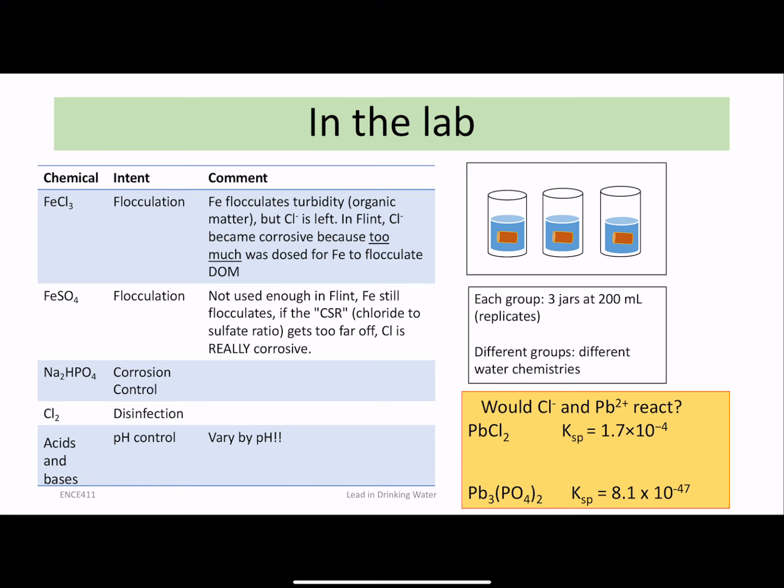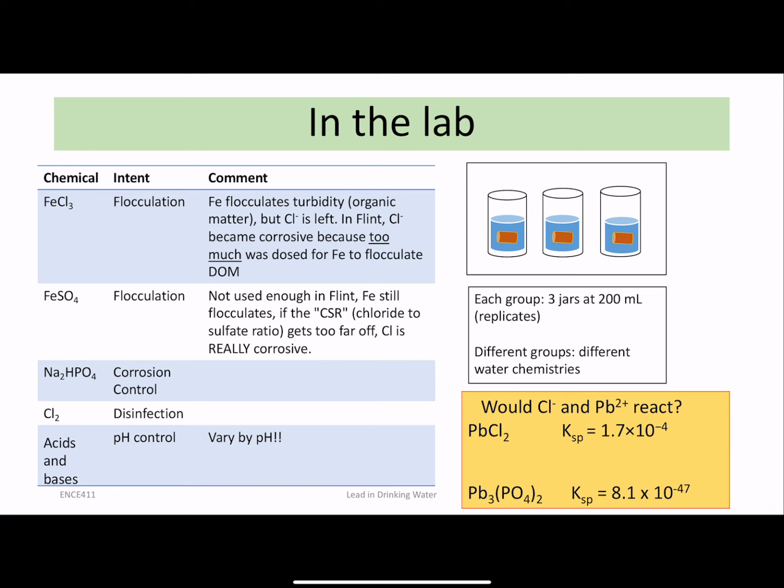So you are working in groups of 3 people. Each group is going to prepare 3 jars, 1 per person, 3 jars with the phosphate that we want to use as corrosion inhibitor. We are trying to create the passivation layer in pipes.